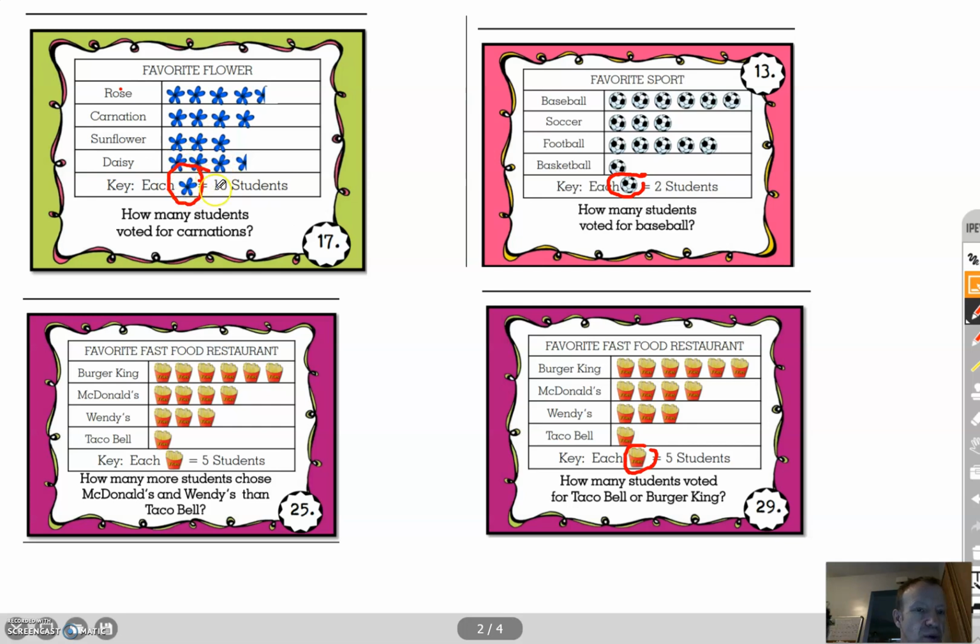Instead of counting by ones all the time, now we have to count by tens, and sometimes we're going to have to count by twos, and sometimes we're going to have to count by fives. So if I look up here, and if I want to know carnation, I'm actually going to have to count by 10, 20, 30, 40. So the carnation would be 40.